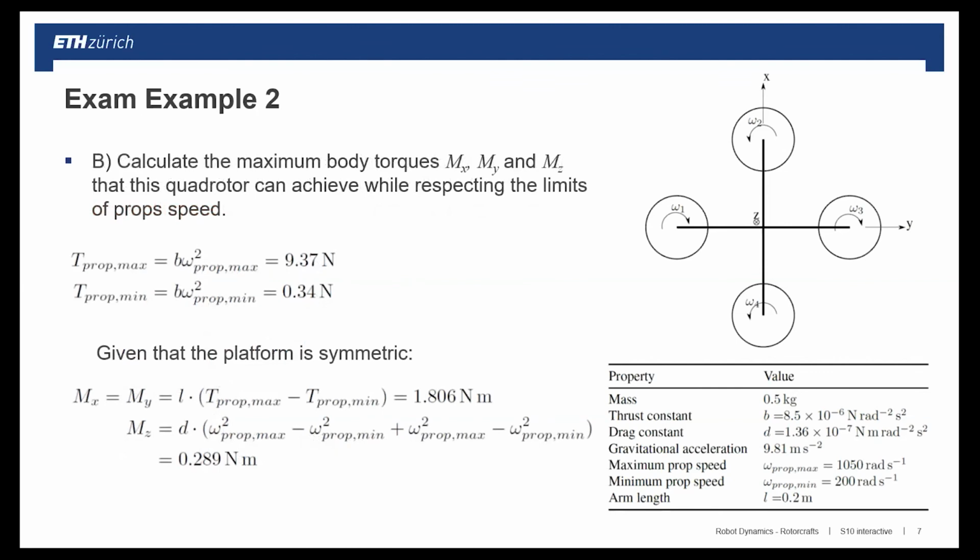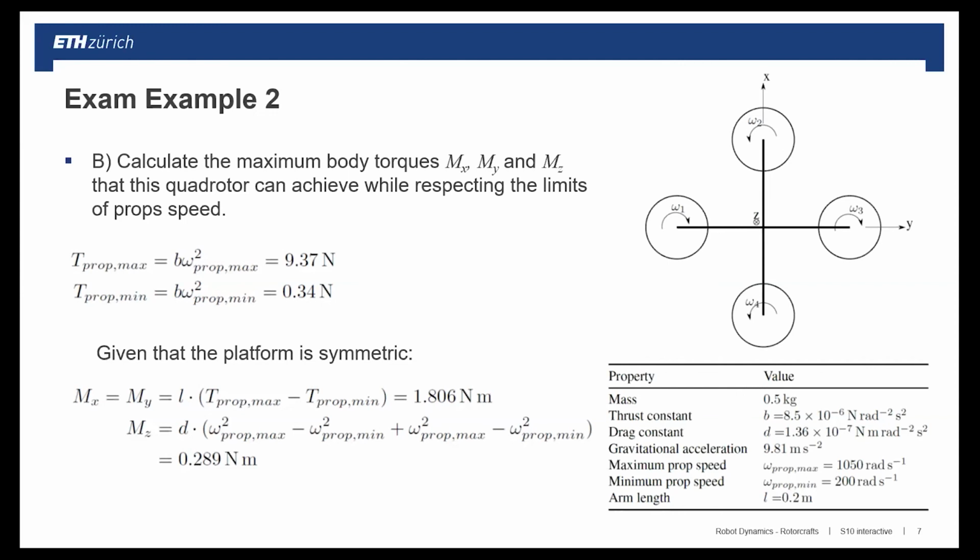Now, the second example is the question about calculating the maximal body torque in the three torque directions Mx, My, and Mz, the whole system can achieve while still respecting the rotational speed. So we have the rotational speed which is given, so the maximal thrust of a single propeller is then again the thrust constant multiplied by the maximal propeller speed, which is given in the table. The minimal thrust is the same but multiplied by the minimum rotational speed. So you have then the maximal and minimal thrust force which can be generated by a single propeller.